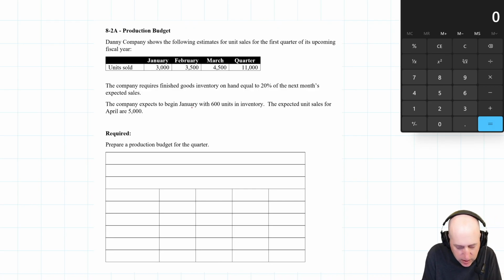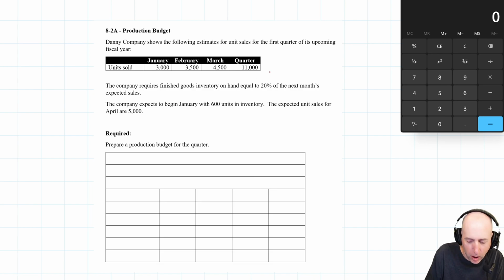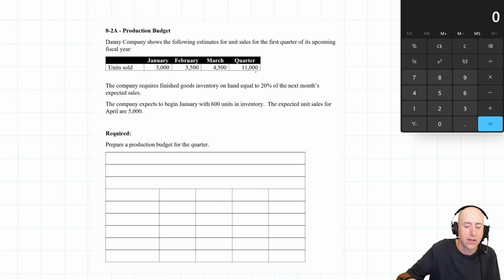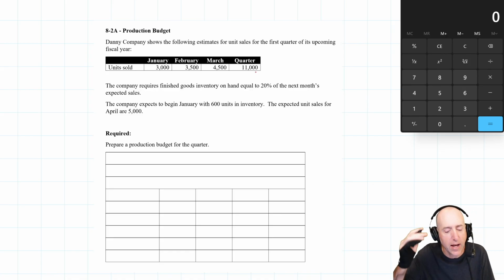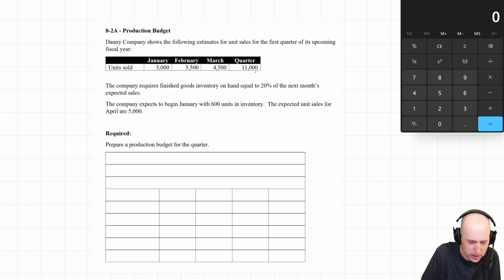That's what that sentence means. The company expects to begin January with 600 units in inventory, so it has some inventory ready to go from the previous month. And the expected sales in April are 5,000. Well, that's going to inform what we want to end March with. But let's jump into this. I think once you've done one line here, one month, it becomes very straightforward, but getting that first month is tricky. So let's get to it.